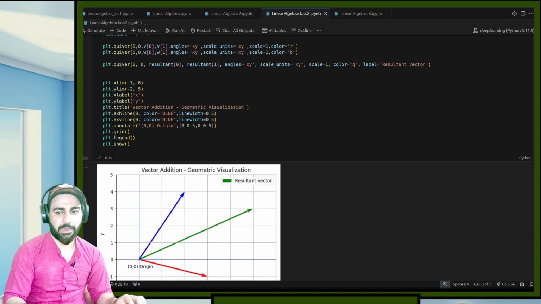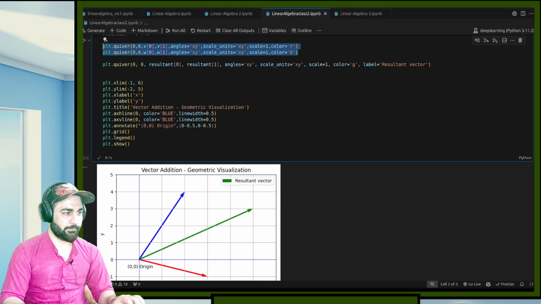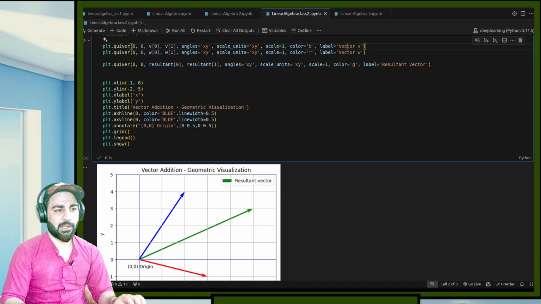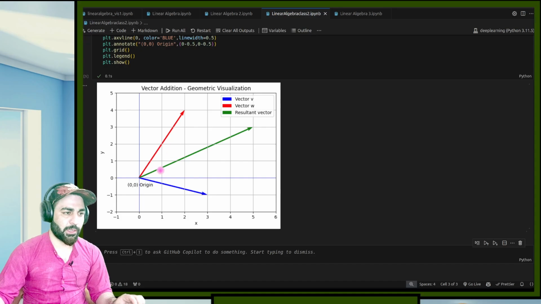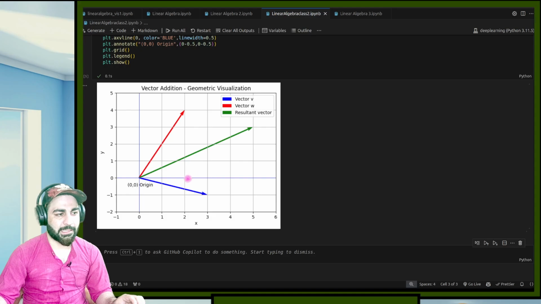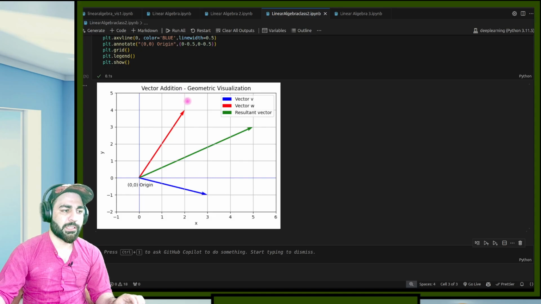I'll also put labels on these vectors so that they're visible, vector w and vector v. Let's put the labels. Okay, the labels are vector v and w. Now if you see this, by this vector I will move on the x-axis 2 units and I'll move 4 units. So this is why I have called this vector 2, 4. Okay, I can write vectors like this.